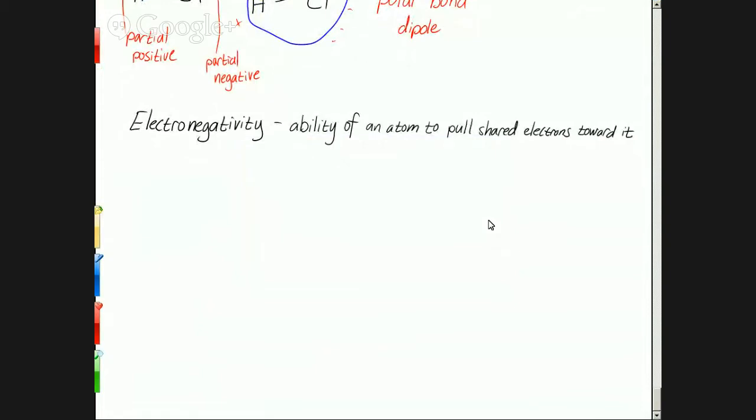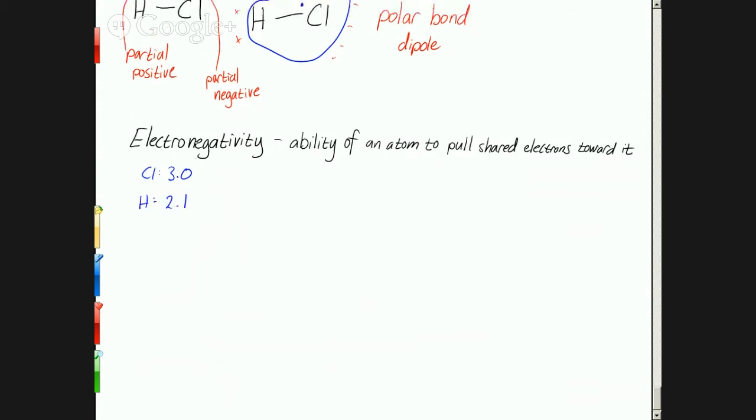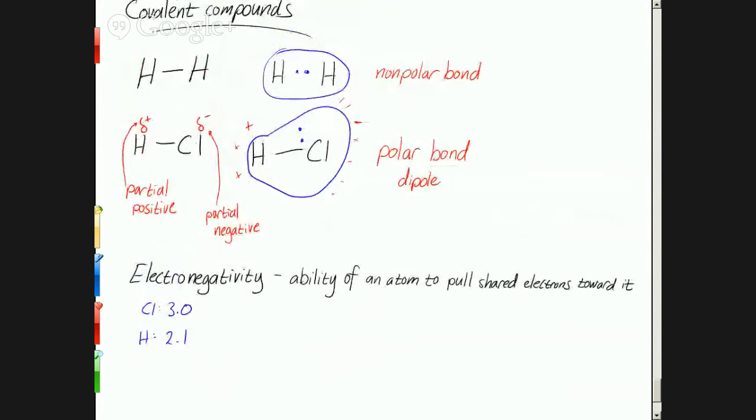let's look at a couple. So chlorine is 3.0. Hydrogen is 2.1. If we go back up to our example here, if you've got 2.1 and 2.1, there's no difference in electronegativity, hydrogen and hydrogen. And so you're going to have a perfectly evenly shared bond. But when you have 2.1 on one side and a 3.0 on the other side, the electrons are going to get pulled toward the 3.0. And now you have this lopsided polar bond.